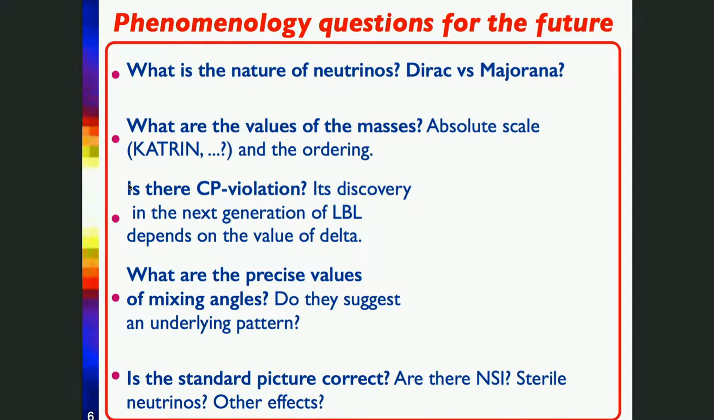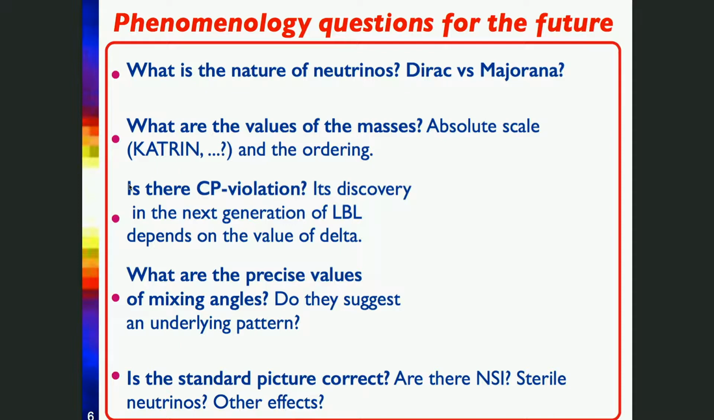And for me, this really is fundamental because it's related to the lepton symmetry. And so it tells us really what the properties of the overall theory we have in nature are. Is it lepton number conserving or not? Then we need to know the values of the masses. I already mentioned the absolute scale and the ordering. We need to know if there is CP violation in the leptonic sector. Maybe this can give us some insight on why CP is violated.